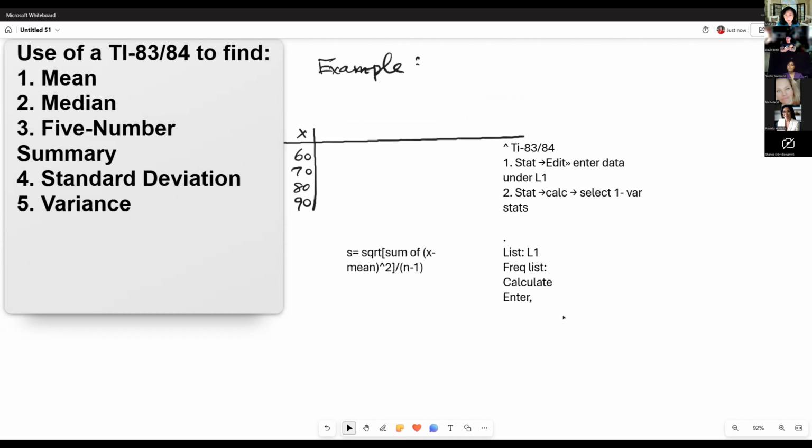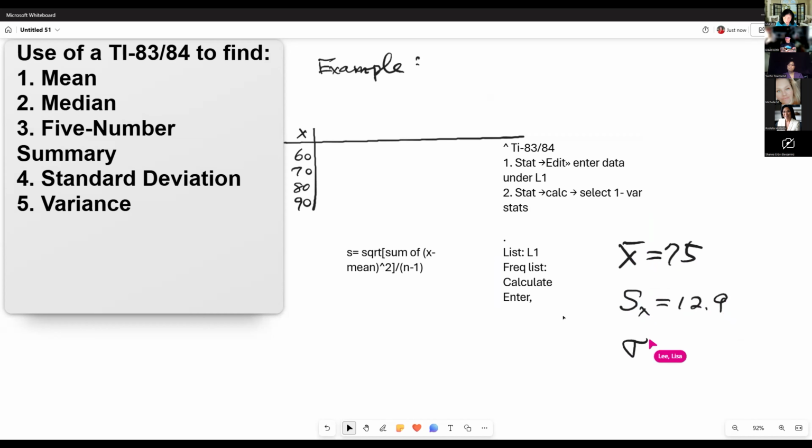After you hit enter, you will see the answer x bar equals 75. If you have a graphing calculator, you should practice. You should get this answer right away. And what we need is this sample standard deviation, Sx, 12.9. That will be the answer.